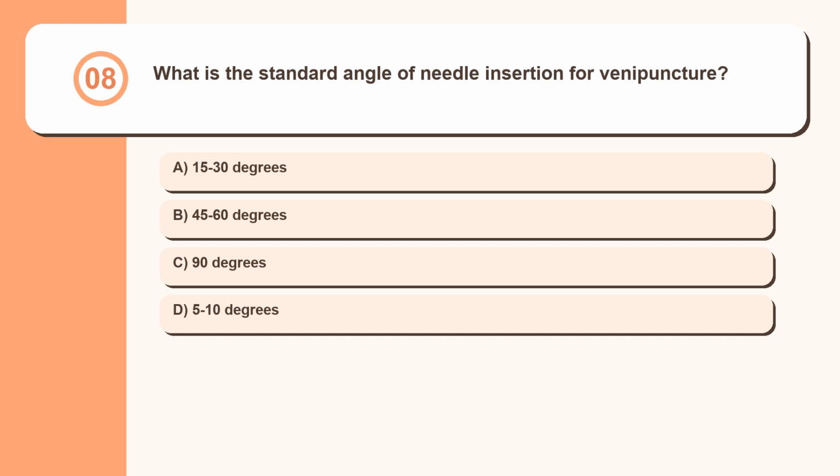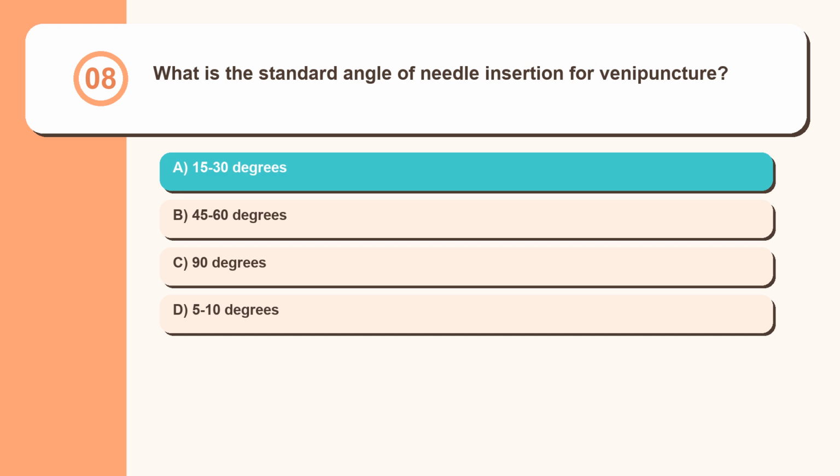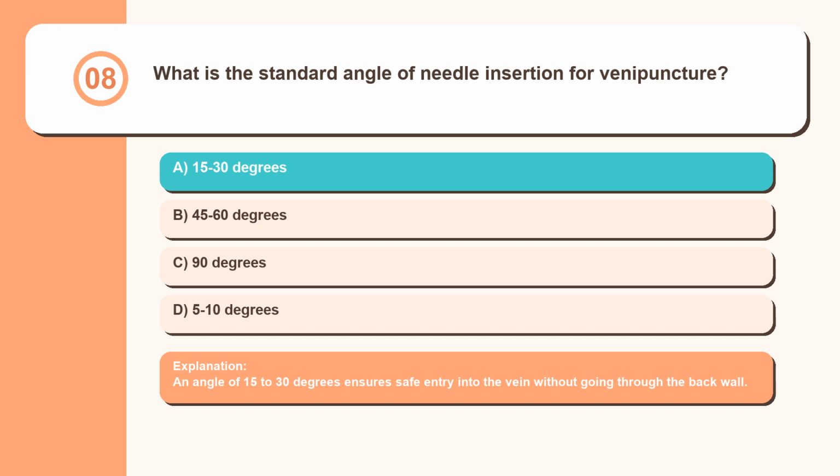Question 8. What is the standard angle of needle insertion for venipuncture? 15 to 30 degrees, 45 to 60 degrees, 90 degrees, 5 to 10 degrees. An angle of 15 to 30 degrees ensures safe entry into the vein without going through the back wall.